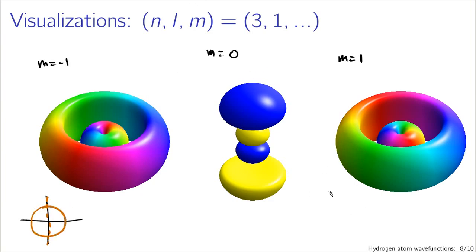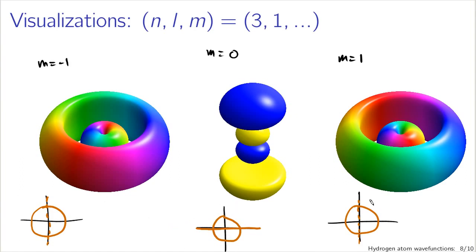Same sort of picture for this one, except we're looking at azimuthal dependence in a different direction. Unlikely to be found on the z-axis, unlikely to be found at a particular radius. The picture for m equals 0 is that the particle is unlikely to be found on the xy plane and at a particular radius.